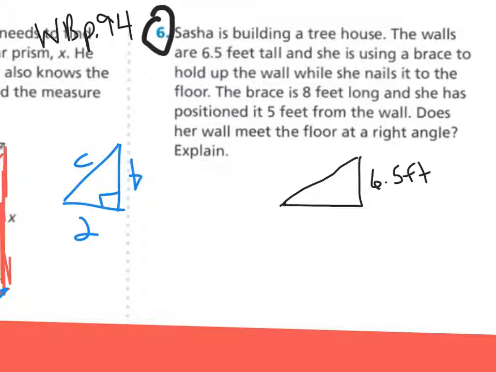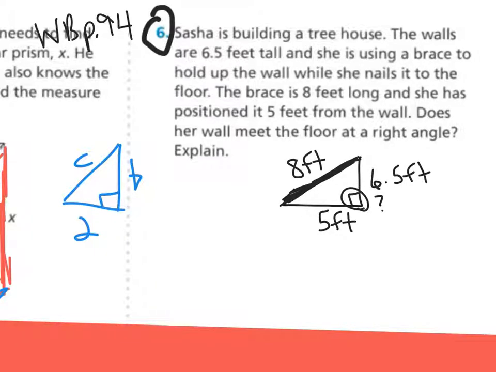The brace is at a diagonal here, trying to hold this up, and that's 8 feet. And then it's 5 feet from the wall. So you can see my picture's not to scale because the 5 looks bigger than the 6.5, but I'm not going to be concerned about that. I'm just making sure my numbers are in the right spots here. So the question mark is whether this is a right angle or not. Do we have a right triangle?